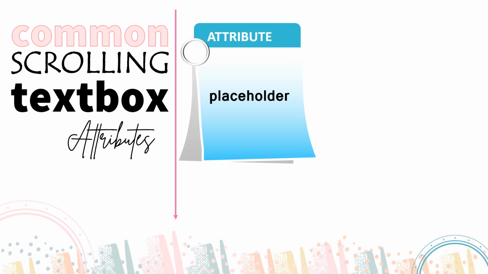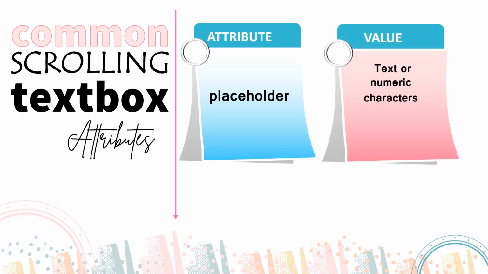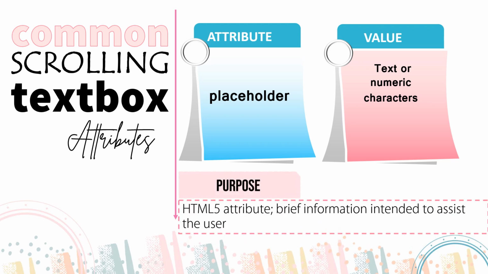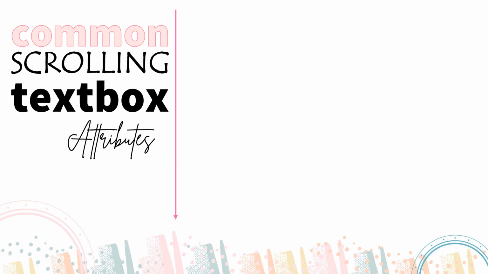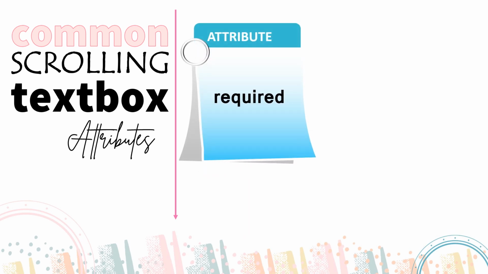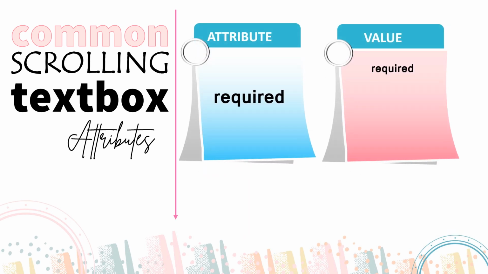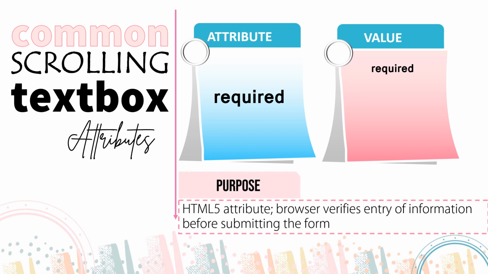Next, the placeholder attribute has the value text or numeric characters. The purpose, HTML5 attribute, brief information intended to assist the user. Okay, the next attribute is required. Its value is required. The purpose, HTML5 attribute, the browser verifies entry of information before submitting the form.